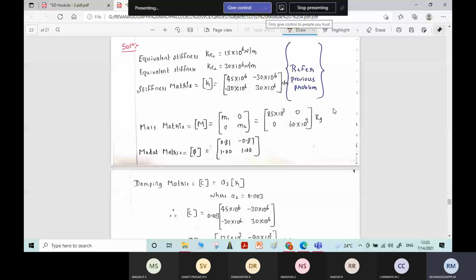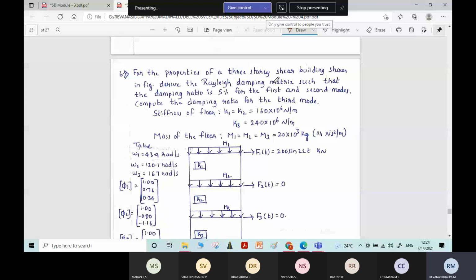And there is one more specific problem in this module. For the properties of a 3-story shear building shown in the figure, derive the Rayleigh's damping matrix such that the damping ratio is 5% for the first and second modes. Compute the damping ratio for the third mode. It is asked to formulate or derive the Rayleigh's damping matrix. I will tell you.